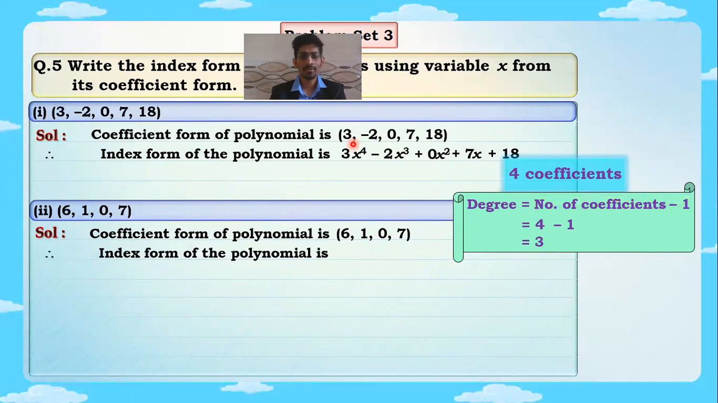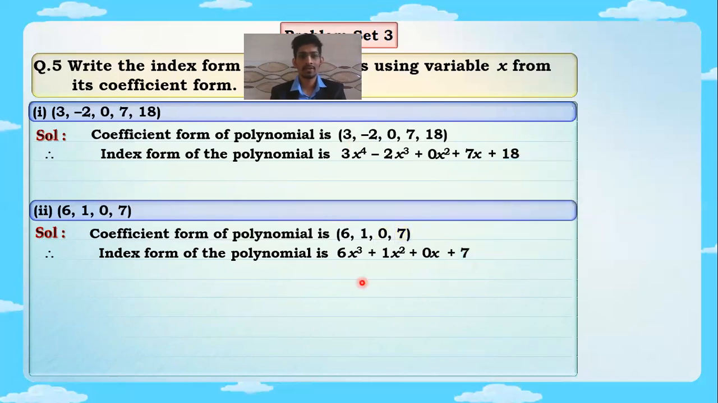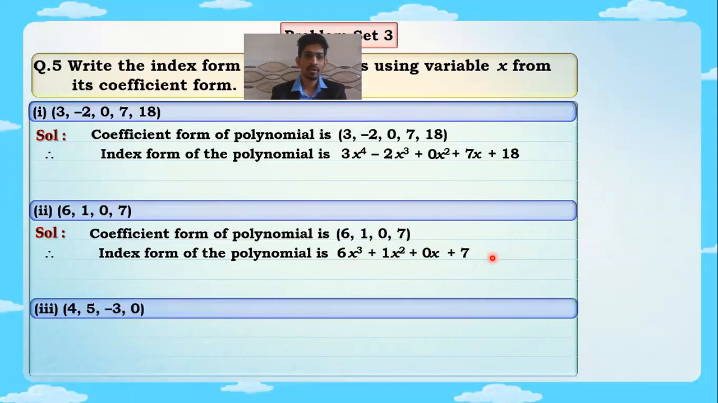That means here the index form is going to be: first coefficient is 6, which will have the degree as 3. So 6 x raised to 3. The variable should be there. Don't write 6 raised to 3. Then next coefficient is 1, so plus 1x. Then plus 0, 1x square, sorry, and then plus 0x, and the constant term, that is plus 7. So you can see, starting from highest power to lowest power, all the powers are present: 3, 2, 1, 0. So this is how we need to convert coefficient form into index form.